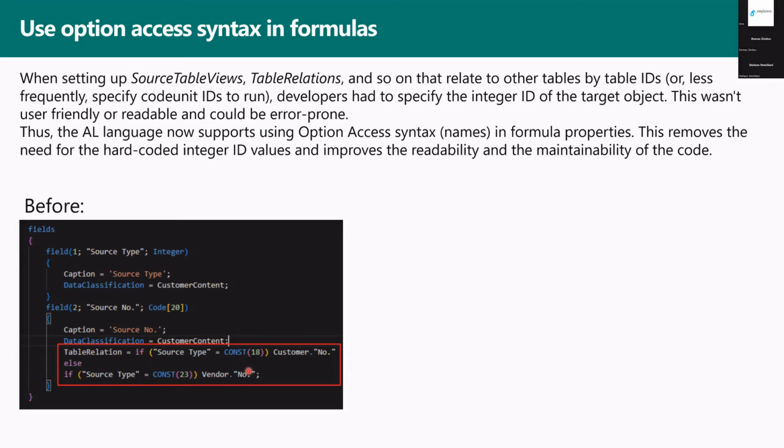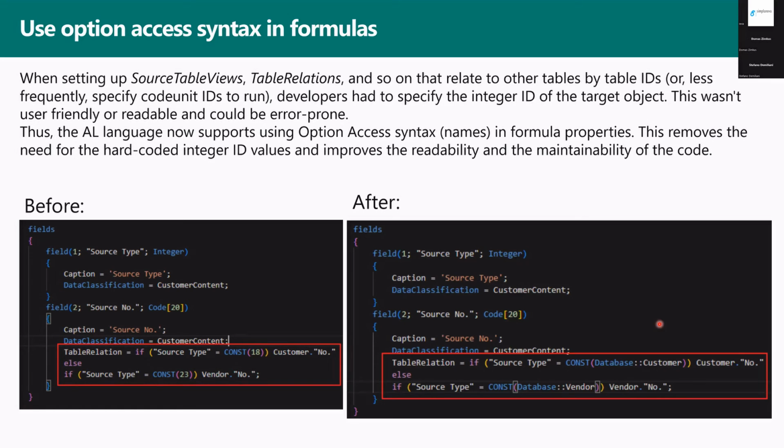And now you can do something like this, much cleaner and much more elegant. Instead of using numbers, you can forget about using numbers. So now you can do that in Business Central 21, so AL language 10. And you can specify option access syntax in table relation formulas or source table views, for example.